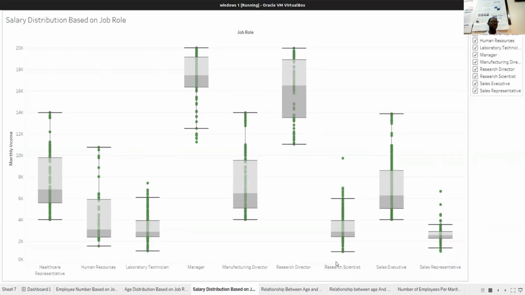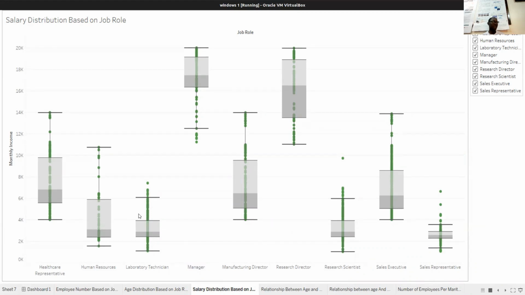And then research scientists and laboratory technicians. We saw that this was the second youngest group of people, and we again see that they earn the second smallest salary, with both research scientist and laboratory technician having a median salary of around 2.9K, with a few outliers. So their distributions are taking on almost identical profiles.